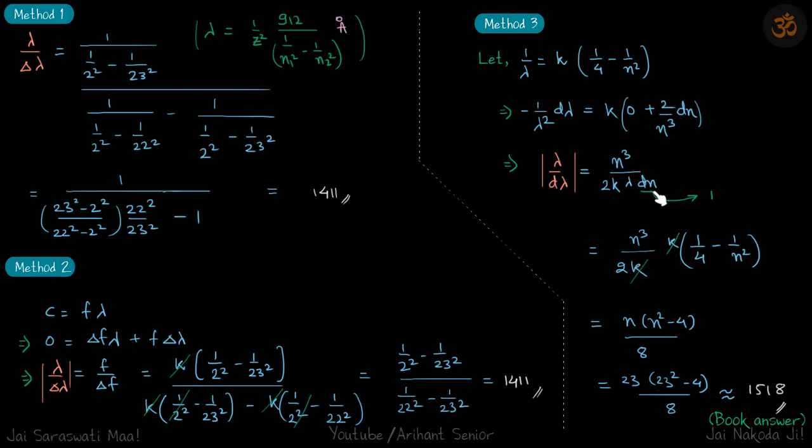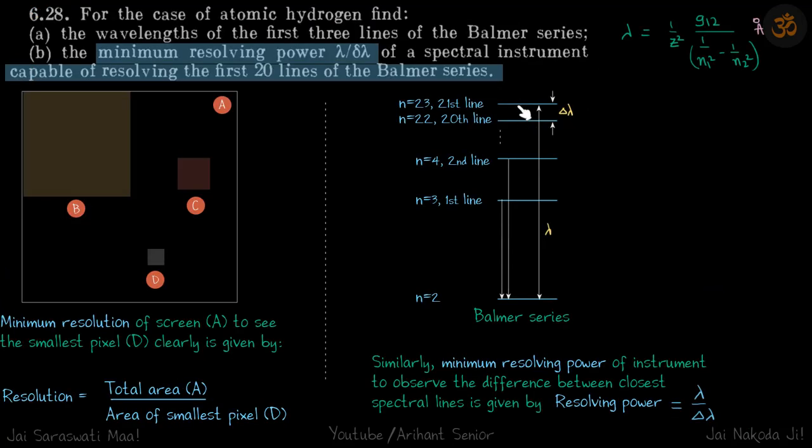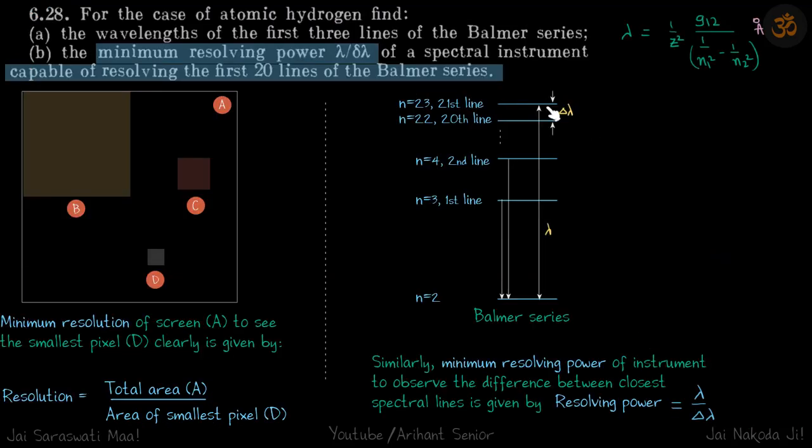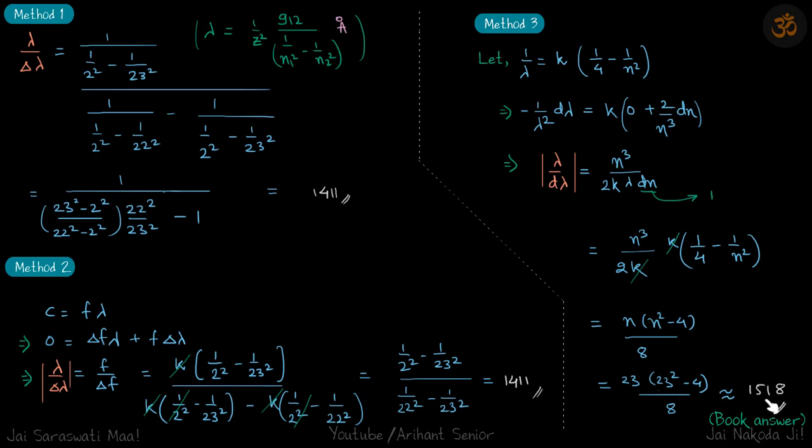And dn, because we are talking about the end, so dn is of course 1 between 22 and 23. So we put the value of dn as 1, and we have a term 1 by lambda also here. So 1 by lambda again we will write in this form: 1 by lambda is equal to k into 1 by 4 minus 1 by n square. So k will get cancelled and we'll be left with n into n square minus 4 by 8, and n for the top line is 23. So we'll put that and get our answer 1518.